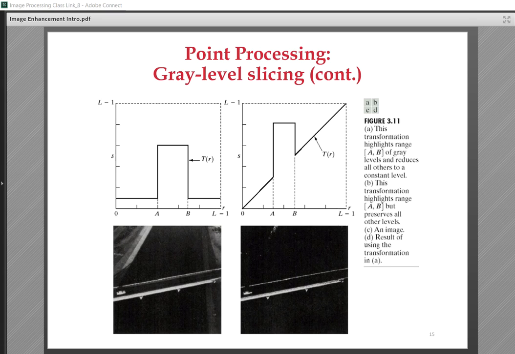The A as in the previous slide. For B, this transformation highlights range A to B, but preserves, or does not change, all other levels. These items are linear, no change. C is the original image. D is the result of using the transformation in A.